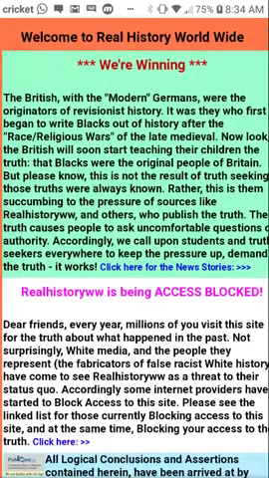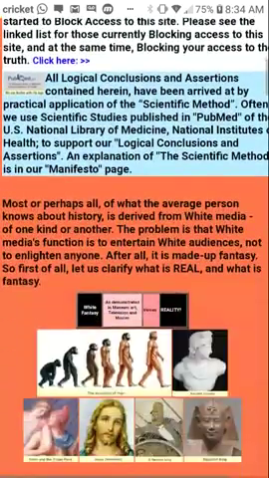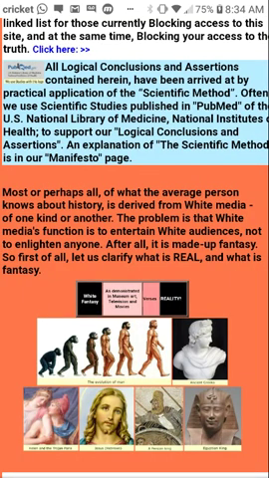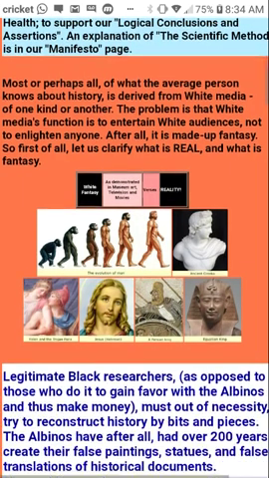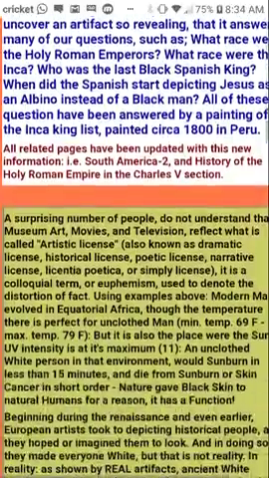You can go through all this. Real History is being blocked, different articles. This shows you the different subsections or sections.